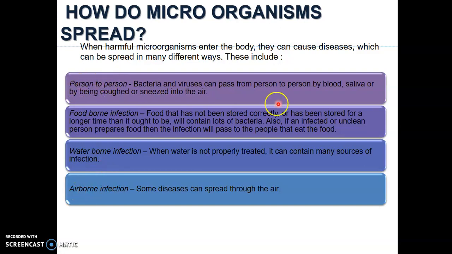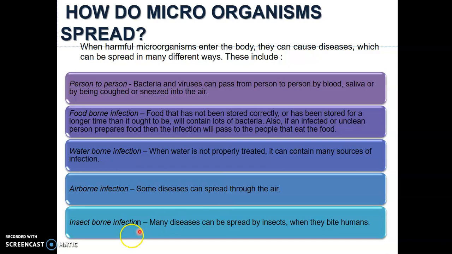In person to person, we mentioned that a person can spread a bad microorganism by coughing or sneezing, and this then becomes an airborne infection, where we say some diseases can spread through the air. And I know you're thinking of a very popular one right now. Last but not least, we have microorganisms which can be spread via insects, where we say that insects can spread many diseases, and they can do so from simply biting a living organism such as a human.